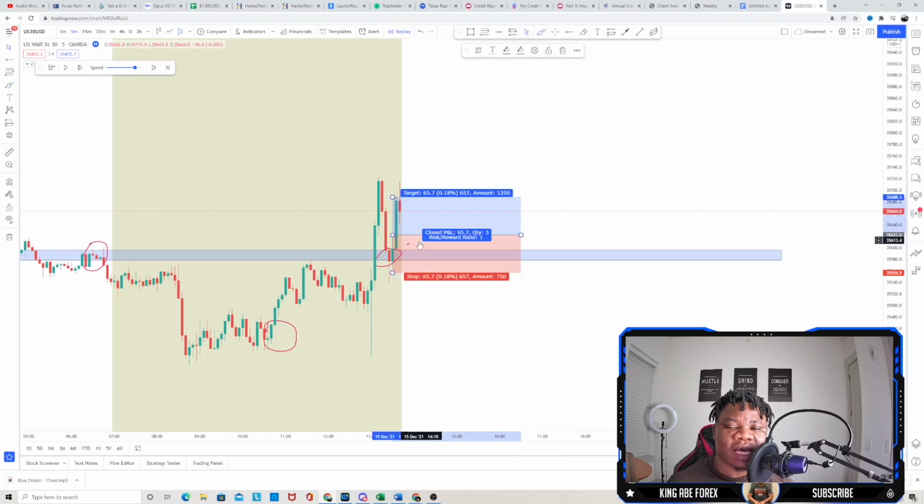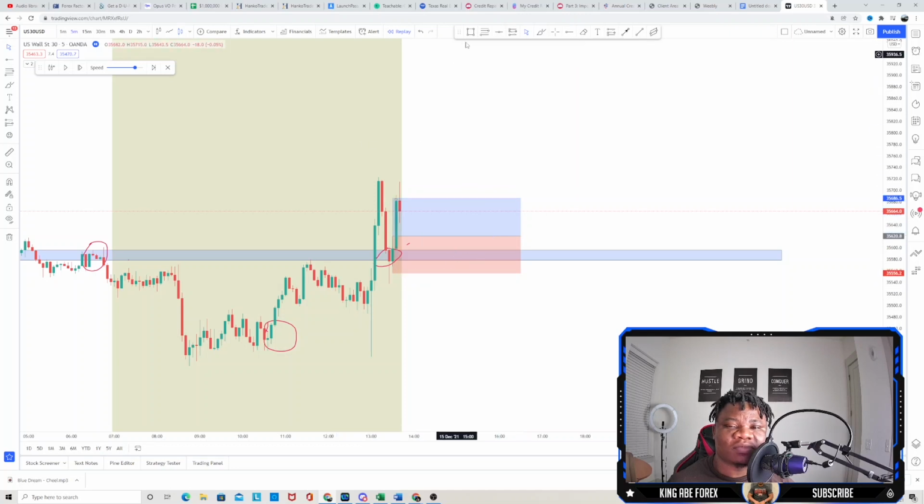So we're gonna have our entry somewhere over here, and for my stop loss, I'll have my stop loss right below this previous low over here. So I'm gonna have my stop loss right below this zone over here. We're looking at 600 pips for our stop loss.